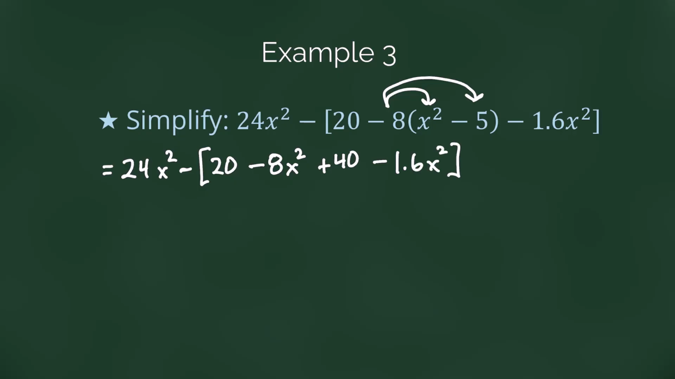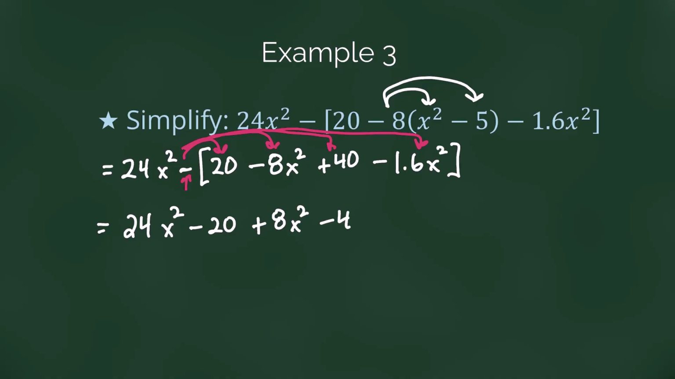Now I'm going to distribute this negative sign to everything inside. So there are 4 things inside of there that all are going to get that negative, which means all of their signs are going to change. We're multiplying everything by negative 1. So we're going to get minus 20 plus 8x squared minus 40 and plus 1.6x squared. Notice that when I do the distributive property, I no longer need the parentheses.